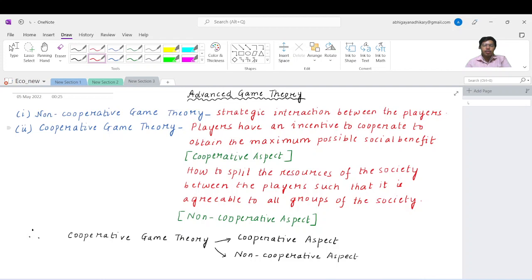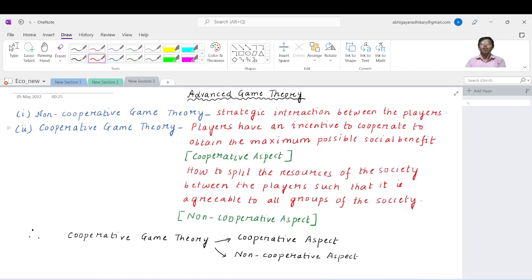If you remember, in the basics of game theory that you have studied, it was basically an idea of players devising strategies in order to maximize their payoffs, right? So if I just write down in one line, it is essentially known as a strategic interaction between the players, and that is what we call the non-cooperative game theory.